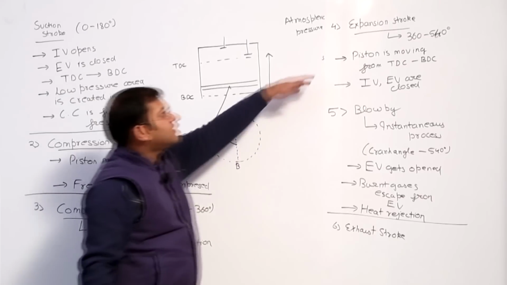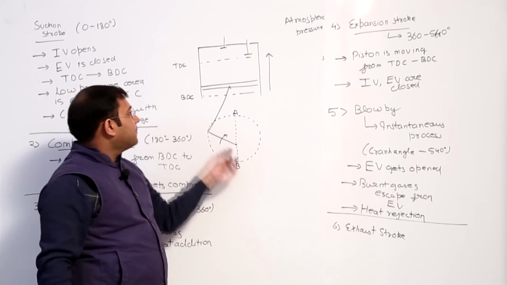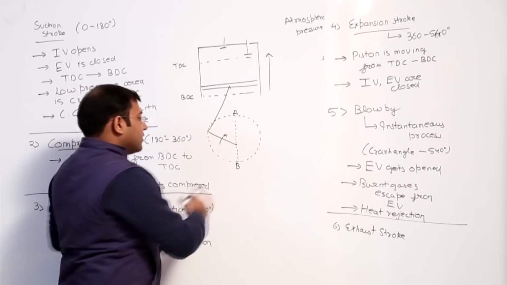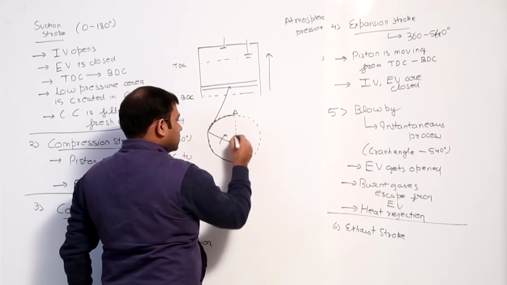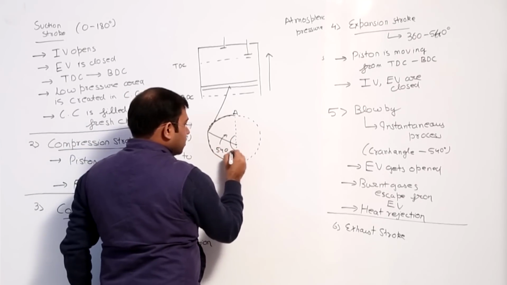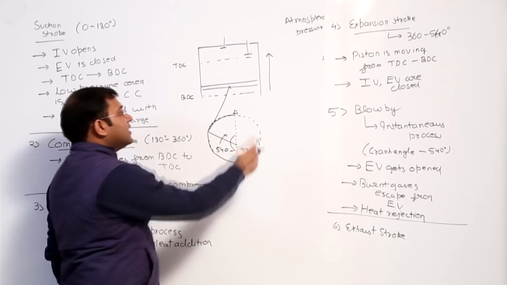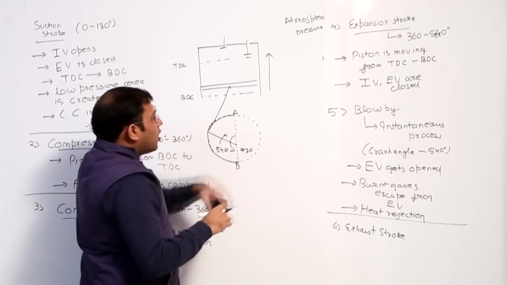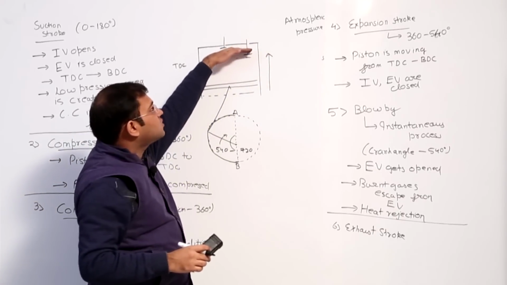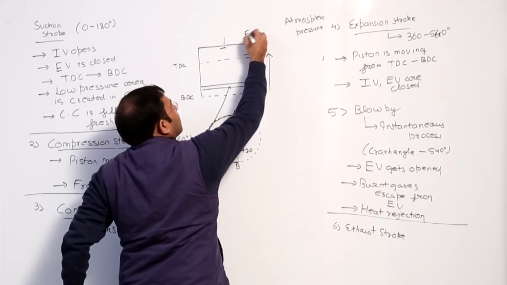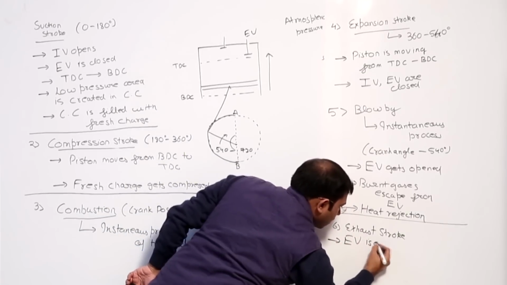After completion of this expansion stroke, the position of the crank is at B and the piston is at bottom dead center. Now the crank will rotate from B to A, and this corresponds to 540 to 720 degrees of crank rotation. Fine. And in this movement, the piston will move from bottom dead center to top dead center, and in case of the exhaust stroke, this exhaust valve is opened. Now see, here the exhaust valve is opened.